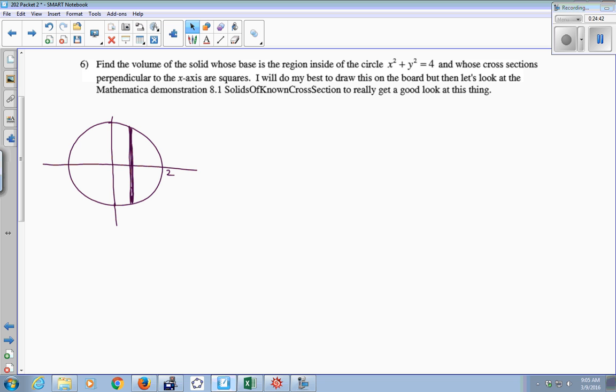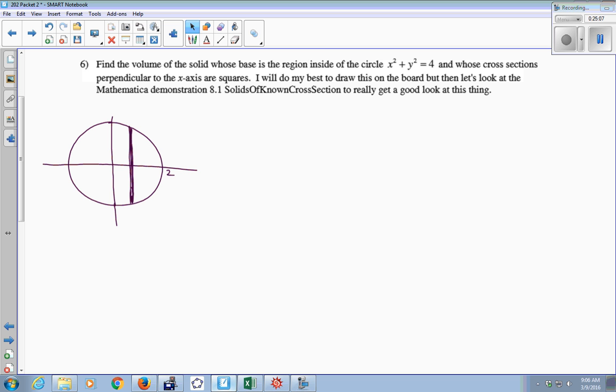So for every slice, we're going to use the same process as before. We're going to find the volume of a single slice, add up all the slices, and then translate it to an integral. So each slice is a square, right? Even though I can't draw this thing, I know that you build it by building squares on this circle. So you take a chord of the circle, build a square off of it.